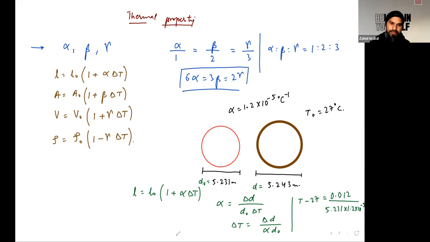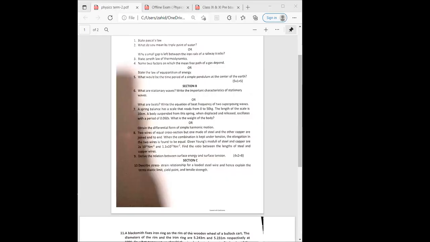Next question related to this concept is, you see question number two: why a small gap is left between the iron rails of a railway track. Also question number three: state the zeroth law of thermodynamics.